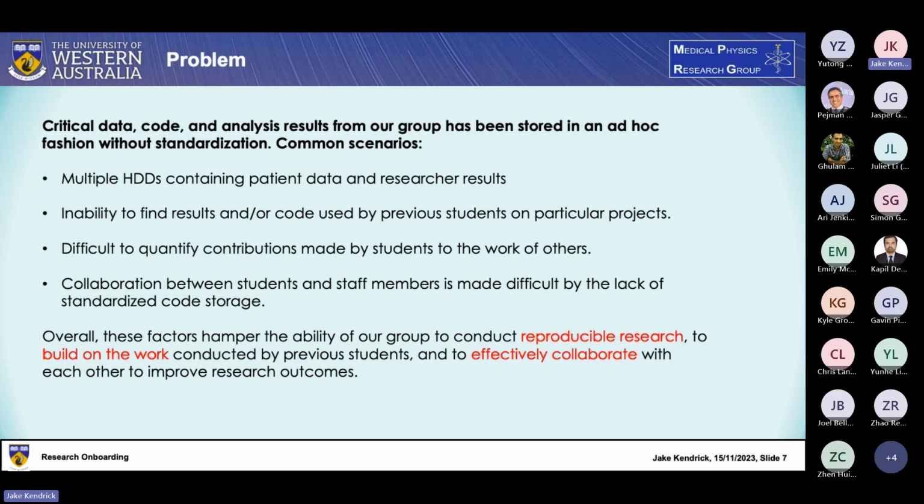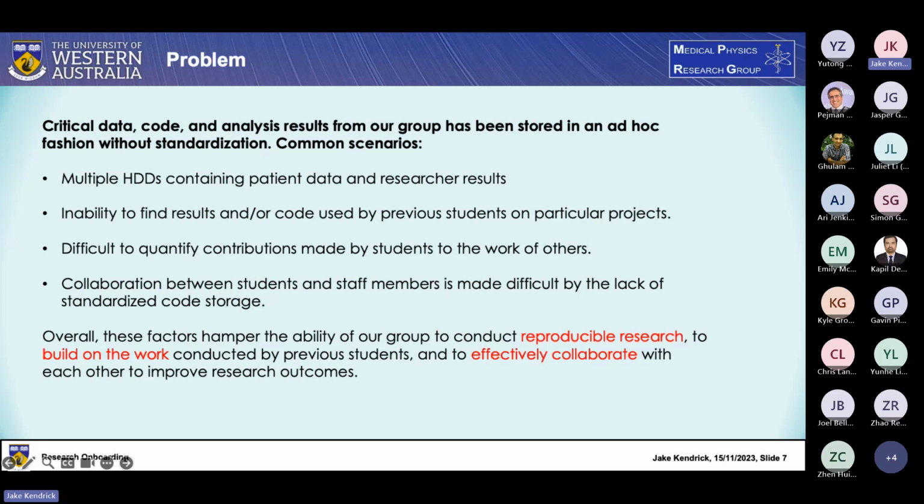This would lead to an inability to find results and or code that has been used or produced by previous students on particular projects. We've had a number of examples of this just in the last semester alone. It can also be very difficult as a result of this to quantify contributions made by students to the work of others. This is one thing that we really want to improve by enacting these processes. And also collaboration between students and staff is made difficult by the lack of standardized code storage.